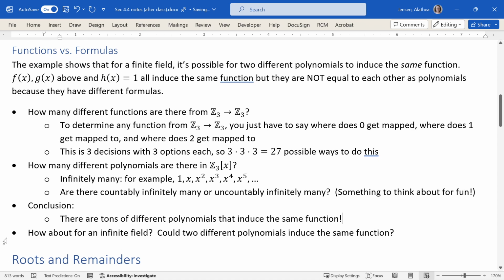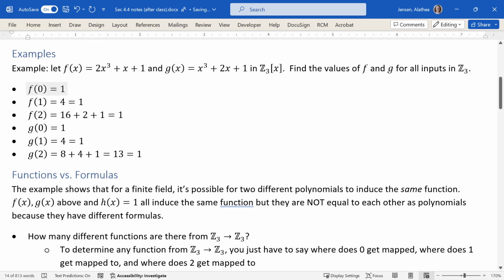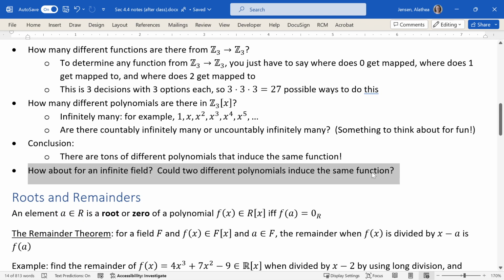Okay, now a related question, what about an infinite field? So this example here kind of depended on the fact that we were doing these reductions mod 3 and getting back down to smaller numbers. But what if we had an infinite field? Could 2 different polynomials induce the same function? So I'd like you to pause the video and think about that for a minute. I'm not going to answer this right now, but we will answer it at the end of this video. So we'll come back to that. Put it in your pocket for now.